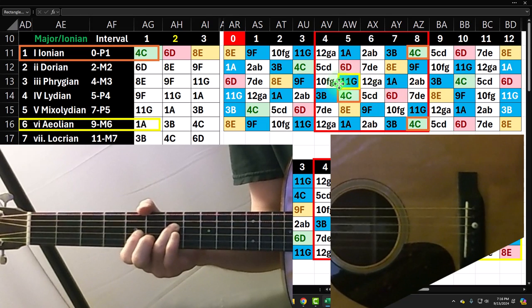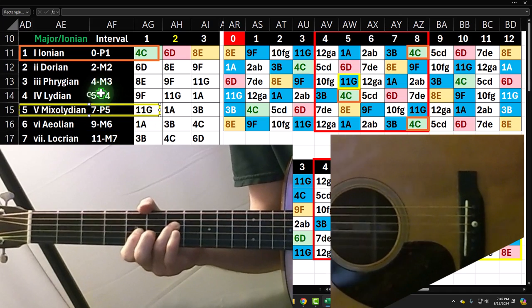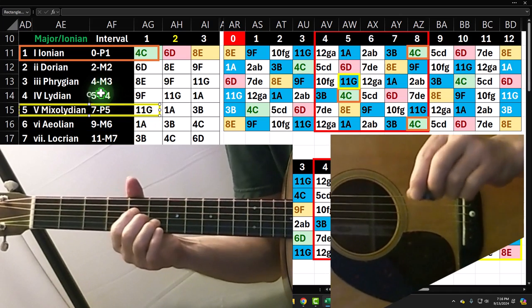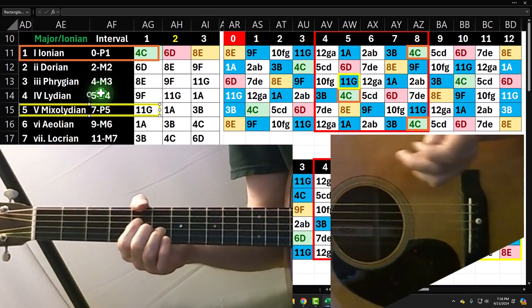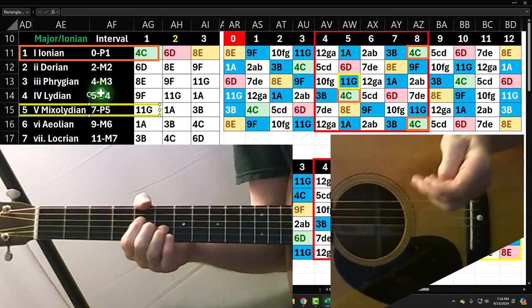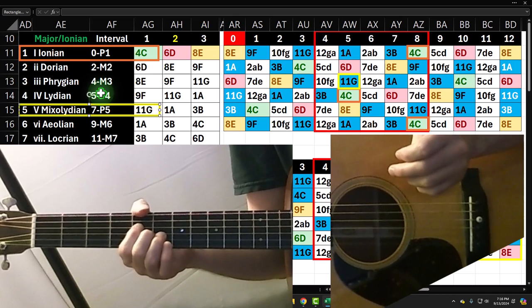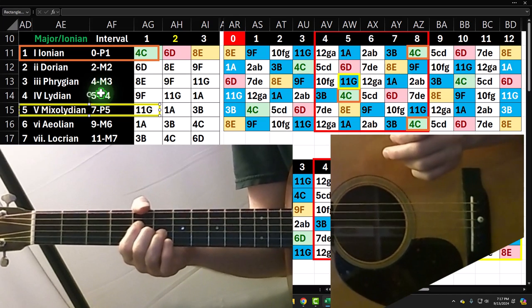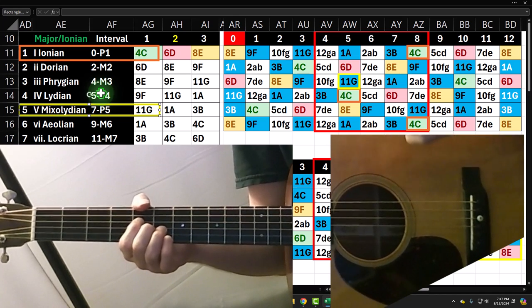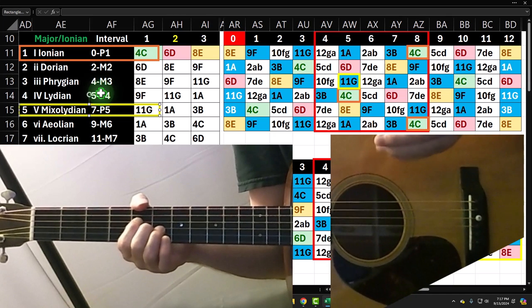And then I'm going to go to the fifth here, right above the C. We know that the 5th of a major scale or Ionian or mode number 1 is a 7 note away perfect fifth.